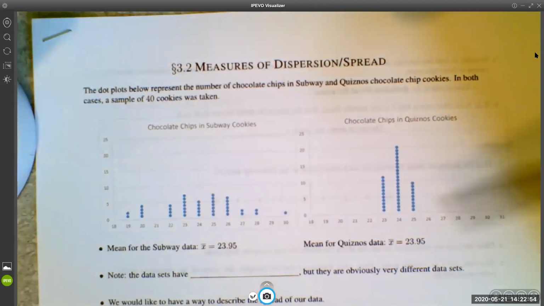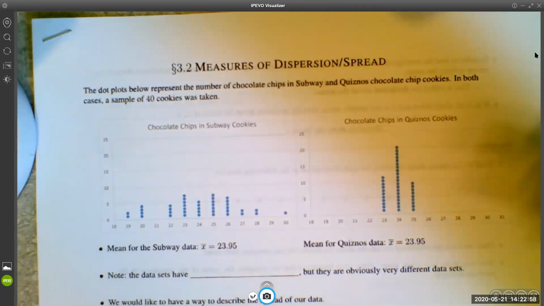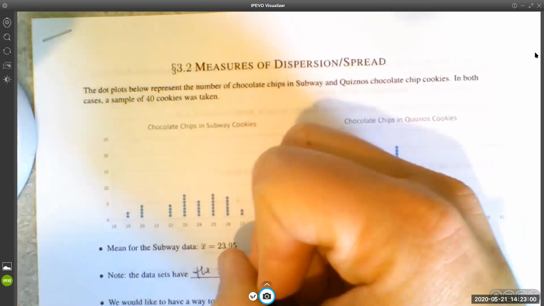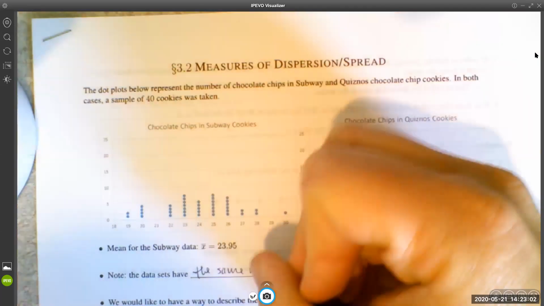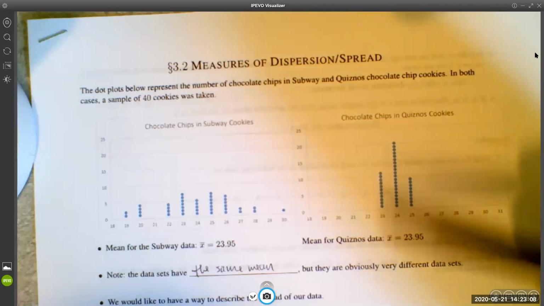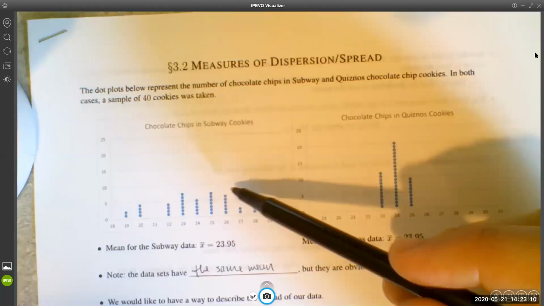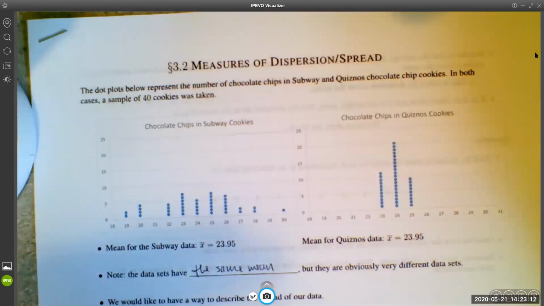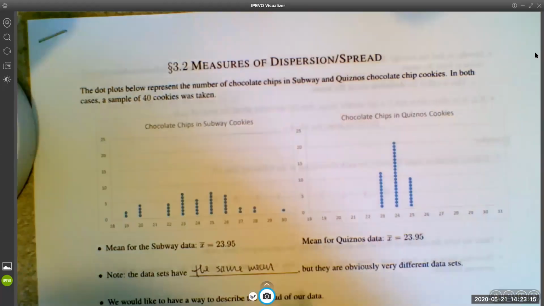So the Subway data is more unpredictable, whereas the Quiznos data is pretty consistent. The data sets have the same mean, but they are obviously very different data sets. What's different about them is that the Subway data is a lot more spread out. It's more unpredictable, less consistent. So we'd like a way to describe that spread numerically, okay?